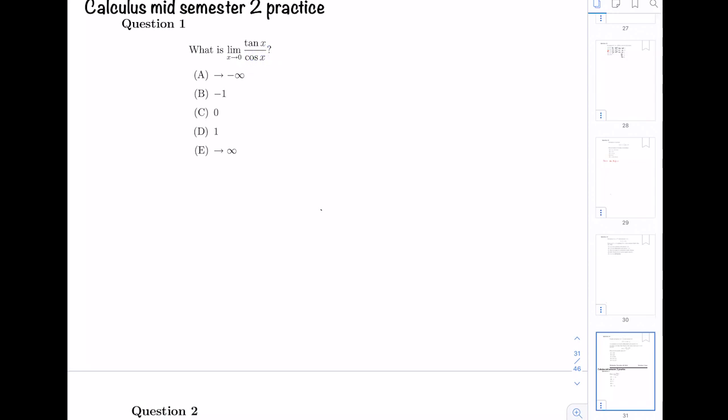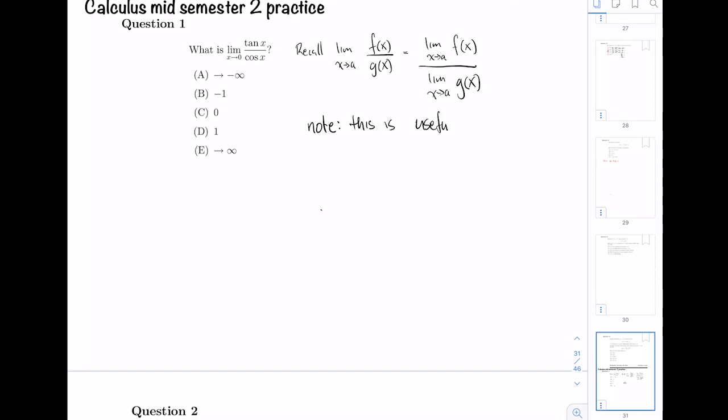And if we recall, the limit as x approaches a of f of x over g of x is equal to the limit as x approaches a of f of x over the limit as x approaches a of g of x, of course. And this rule is what I will apply here. Note, this is particularly useful when the limit as x approaches a of g of x is not equal to 0.